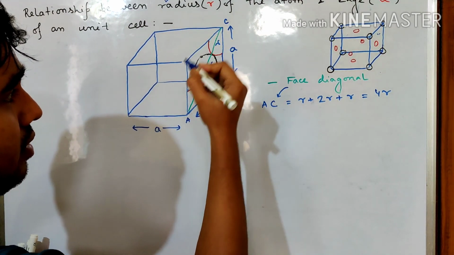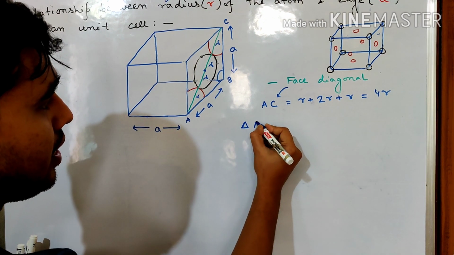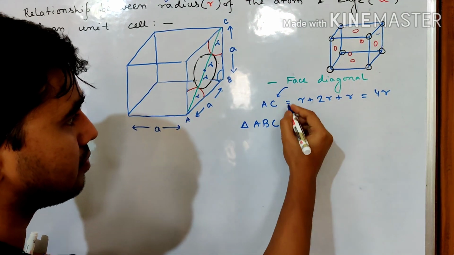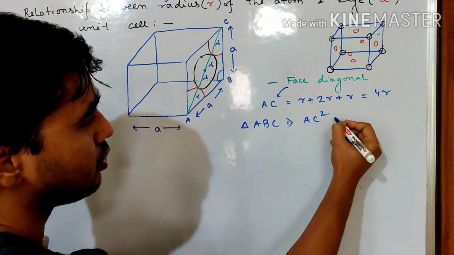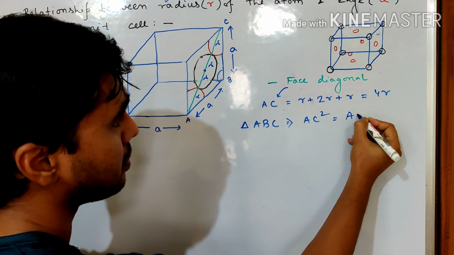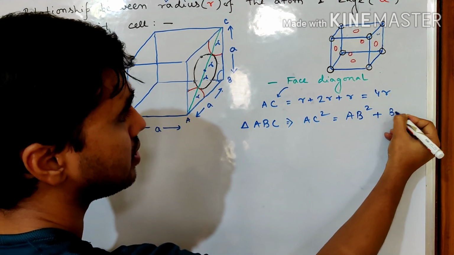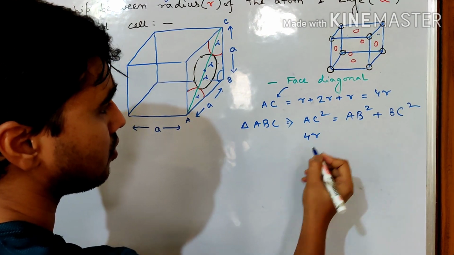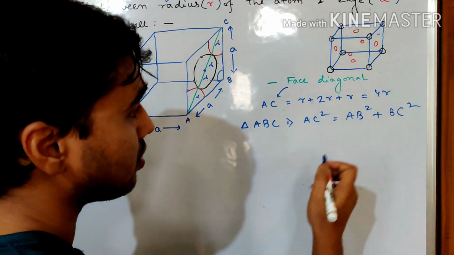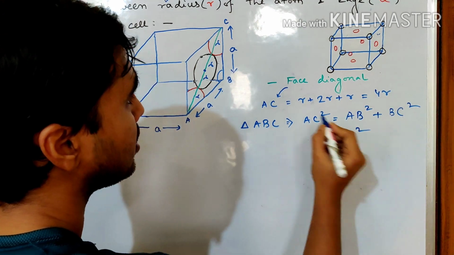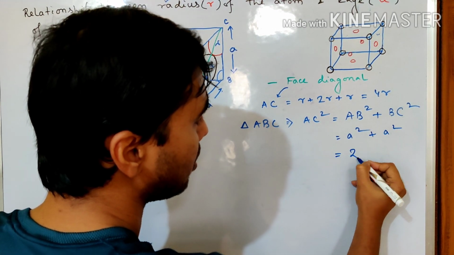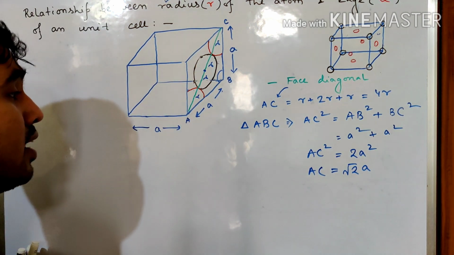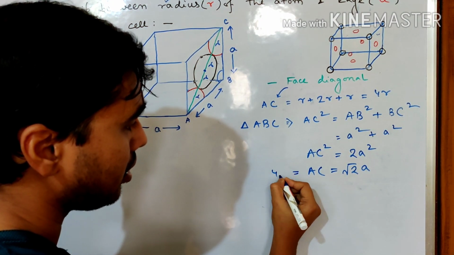And obviously this is a right angle triangle. So triangle ABC, which is a right angle triangle, AC square should be equal to AB square plus BC square. AB square is nothing but a square, and BC square is also a square. So it becomes 2a square. So AC becomes root over 2 into a. Now AC, as we have already mentioned, is nothing but 4r.